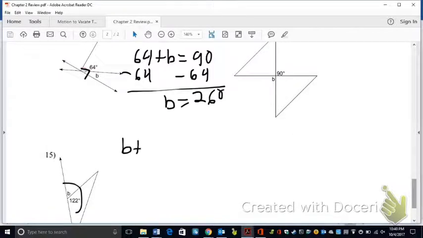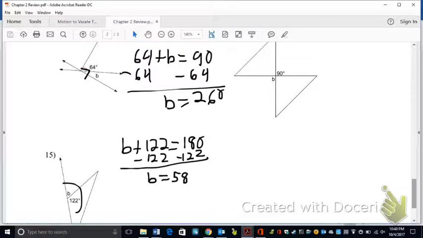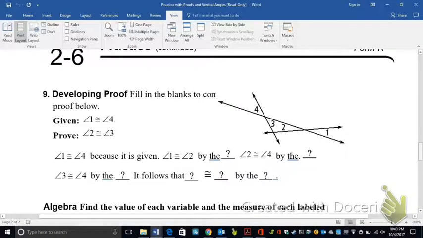Finally, 15, supplementary angles. B plus 122 equals 180. Subtract 122 from both sides, and we get B equals 58 degrees. So this is the end of the chapter review. As I said, though, I'm going to do really quickly the paragraph proof from 2.6, and then I'm going to work through 14 through 17.